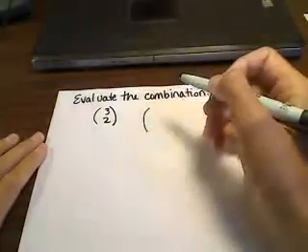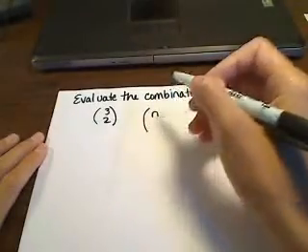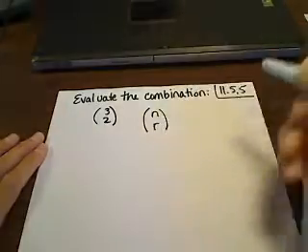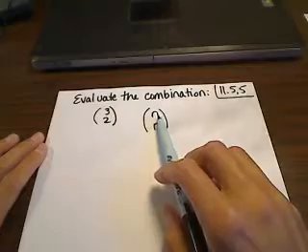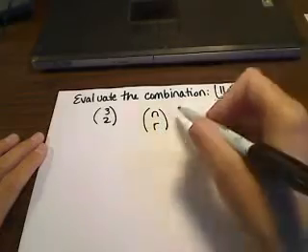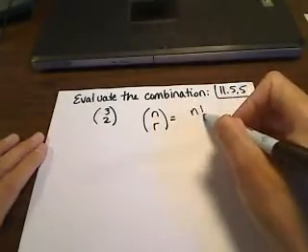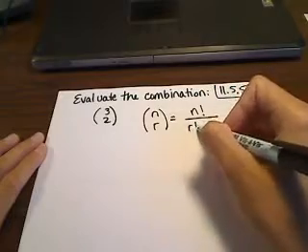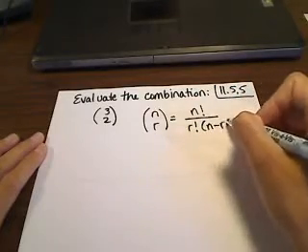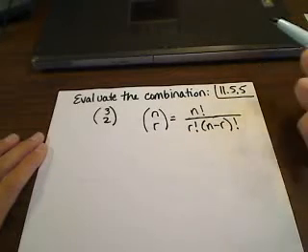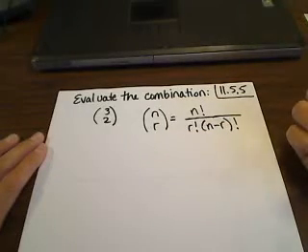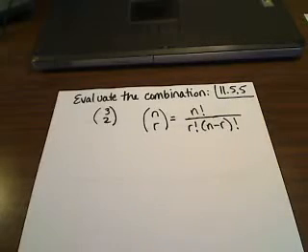Combinations are defined to be, if you have n r, so the n is the number on the top and r on the bottom, that's a combination of n things taken r at a time. It's defined to be n factorial over r factorial times n minus r factorial. Okay, so a combination is one of the things that we use in probability and counting techniques and whatnot.